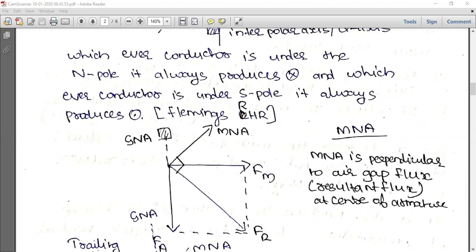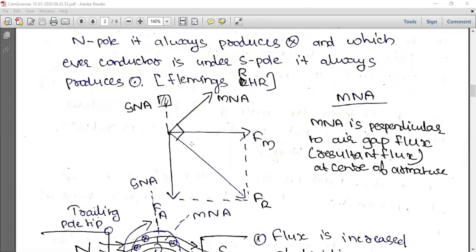resultant flux, and MNA. Because of the armature reaction, the resultant flux will be changed. So if there is armature reaction, the direction of the resultant flux will change. As a result, the MNA will get shifted because MNA is always perpendicular to the air gap flux at the center of the armature.